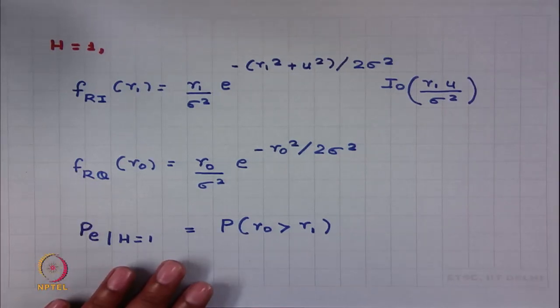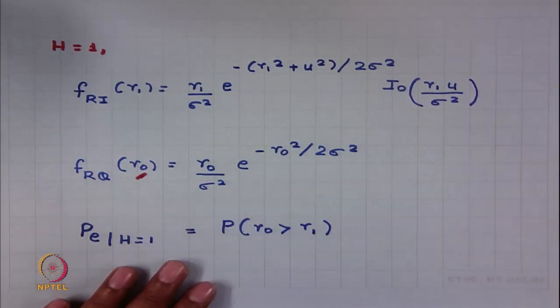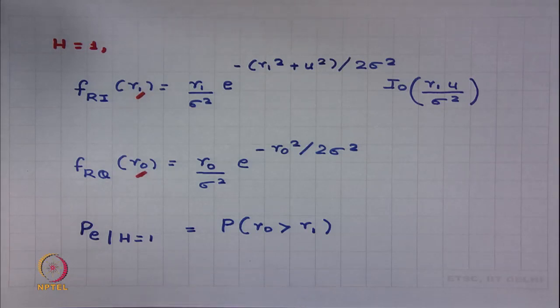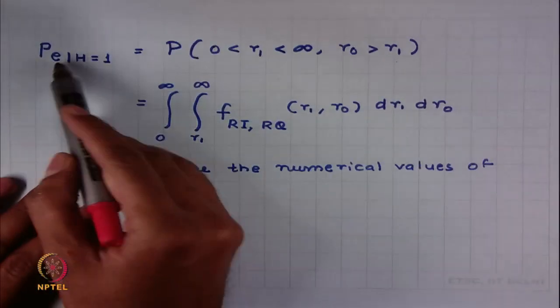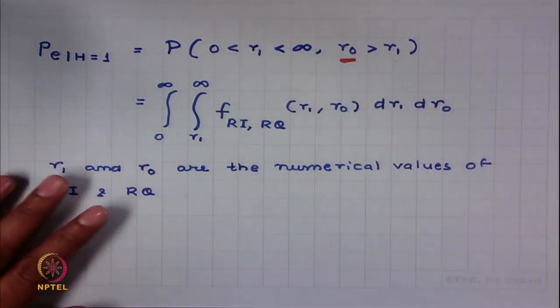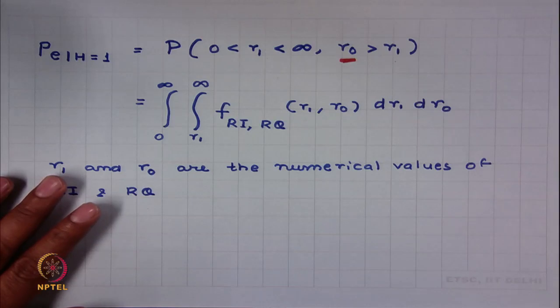Now, when will there be an error? There will be an error if the numerical value of this random variable exceeds the numerical value of this random variable, because then the detector will decide that hypothesis 0 is transmitted because the output of the Q channel is larger than the output of the I channel. That is so simple. So, there will be an error if hypothesis 1 is transmitted if the numerical value of the random variable corresponding to the Q channel exceeds the numerical value of the random variable corresponding to the I channel.